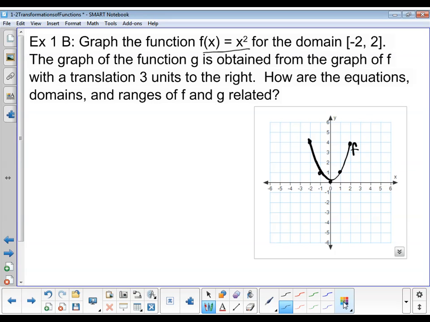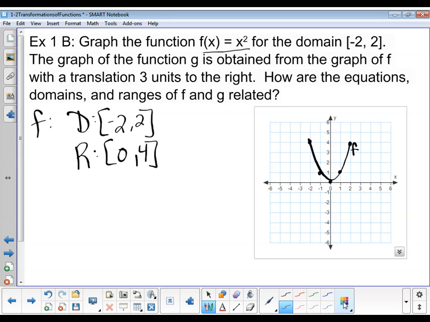And just like I did before, I'm going to label everything that I know about f. So the domain of f is -2 to 2, as it's given in the directions. The range is bottom to top, so that would be 0 to 4. Again, remember, domain, we're looking for the x, range, we're looking for the y. And then the equation is f of x is equal to x squared.